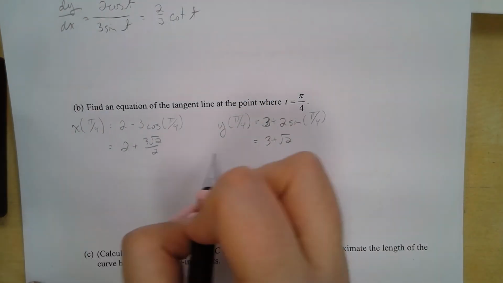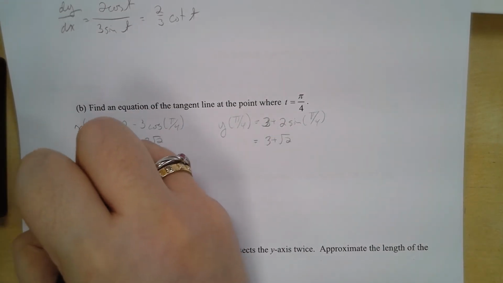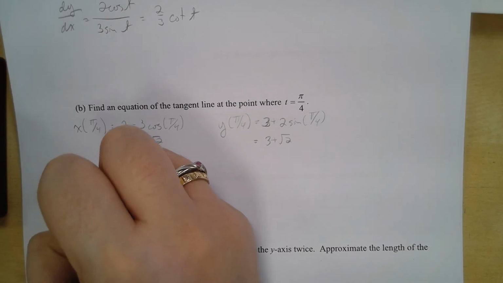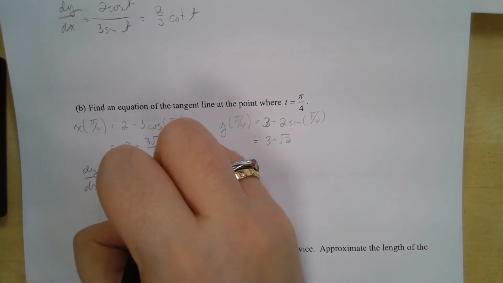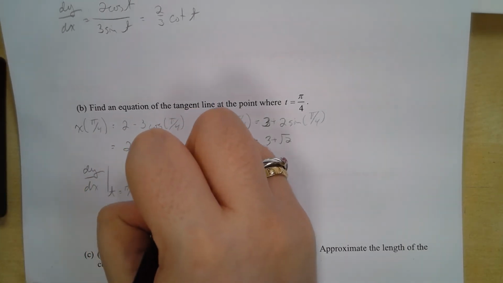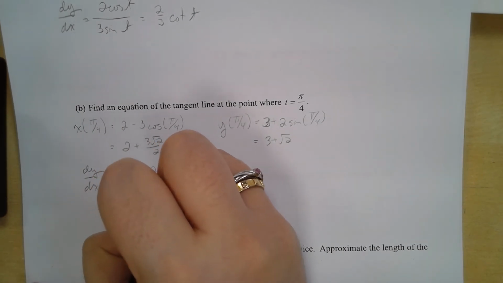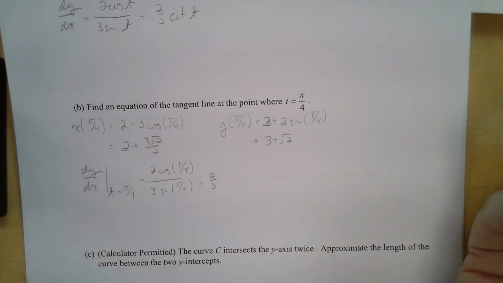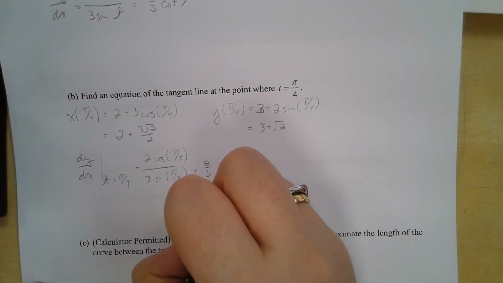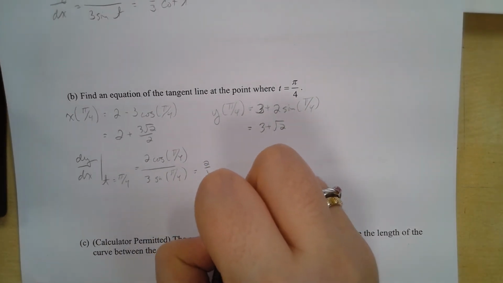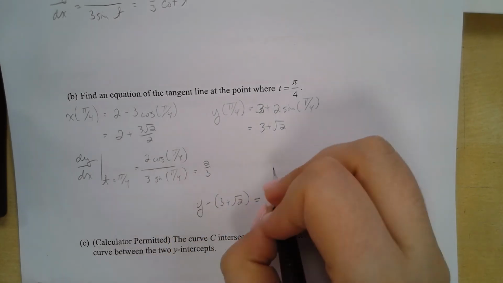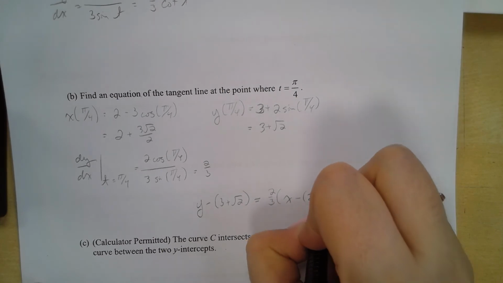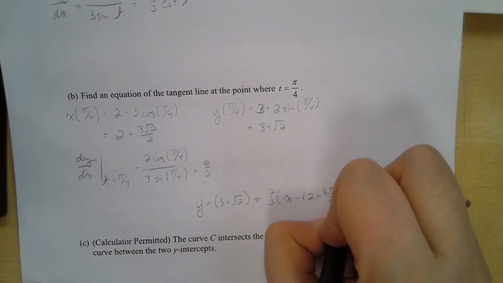Okay, so now we've got our x and our y points, and our dy over dx evaluated at t equals pi over 4 is going to be 2 cosine of pi over 4 over 3 sine of pi over 4. And that ends up equaling 2/3. So now we can actually write our equation. So y minus (3 plus radical 2) is equal to 2/3 times (x minus (2 minus 3 radical 2 over 2)).